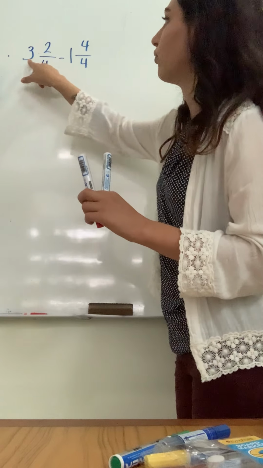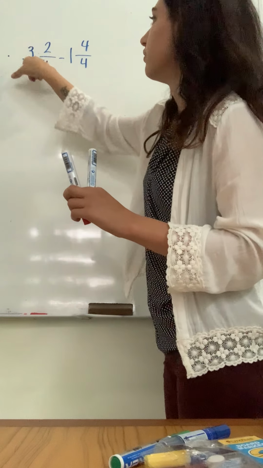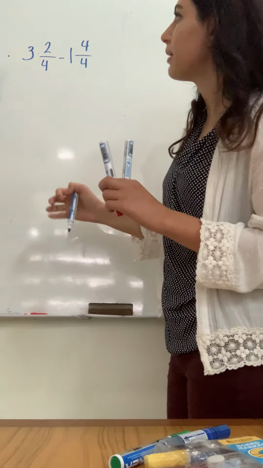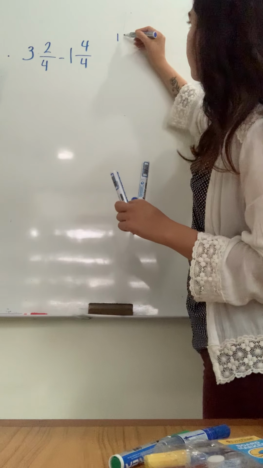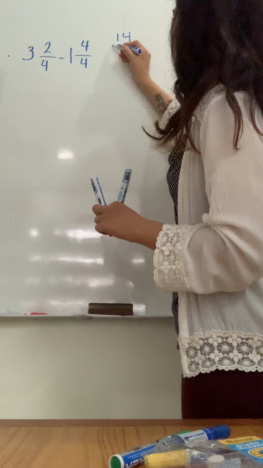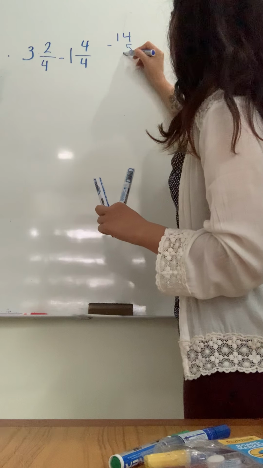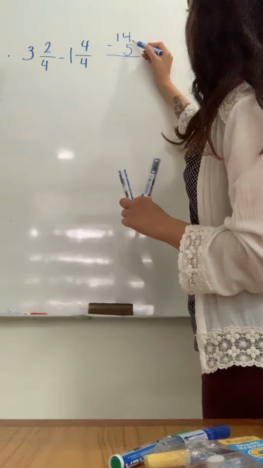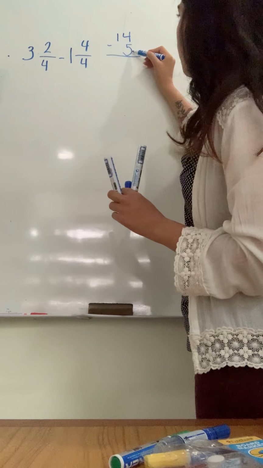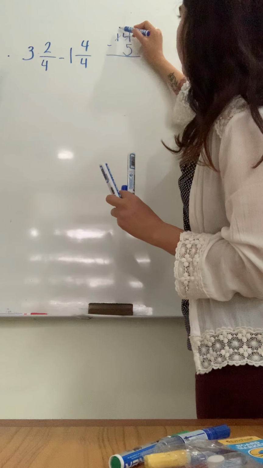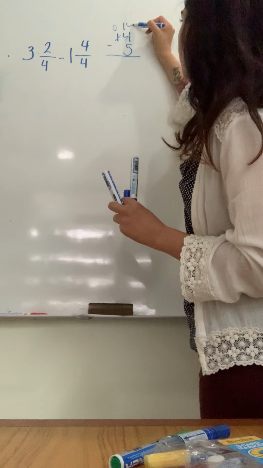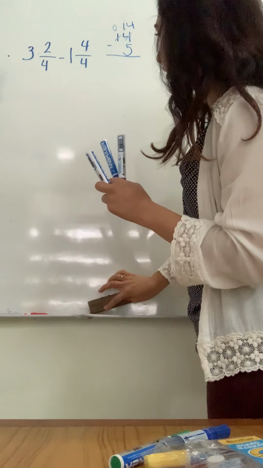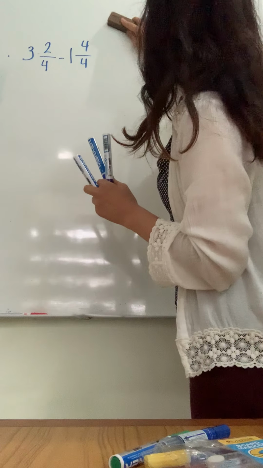So 2/4, we have to borrow from this 3. Okay? It's the same as when we were saying, let's say 14 minus 5. Remember how we were doing this? We would say, okay, 4 minus 5 is not possible, then you have to borrow from here. This will be 0, this will be 14, then we can minus it. So that's the same idea, but in a fraction form.